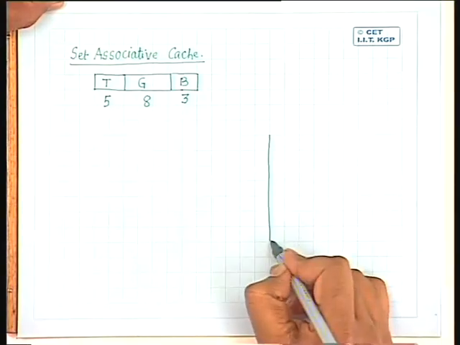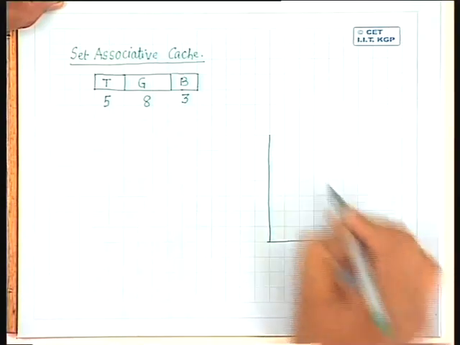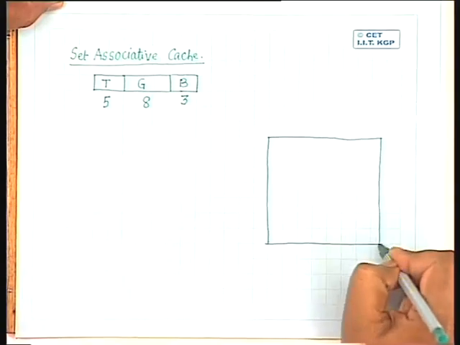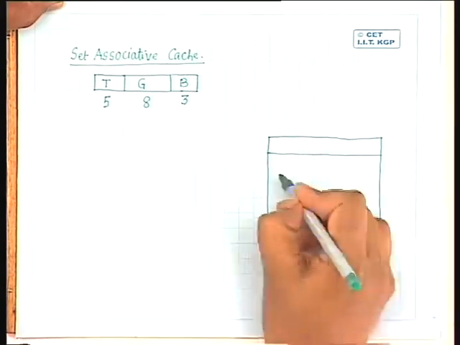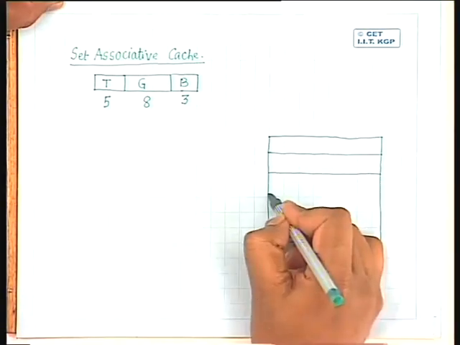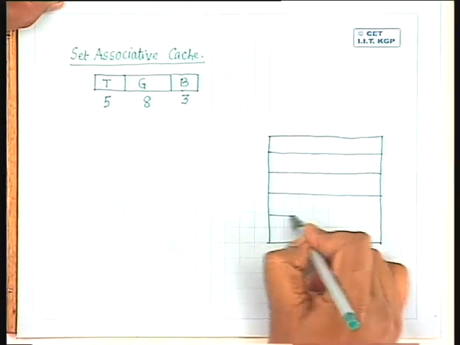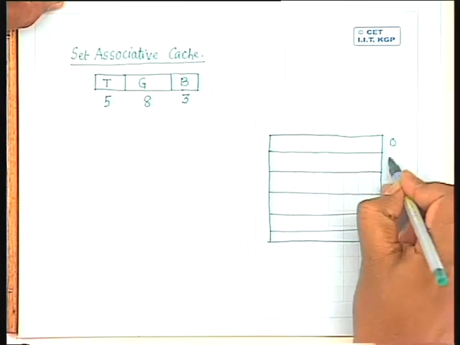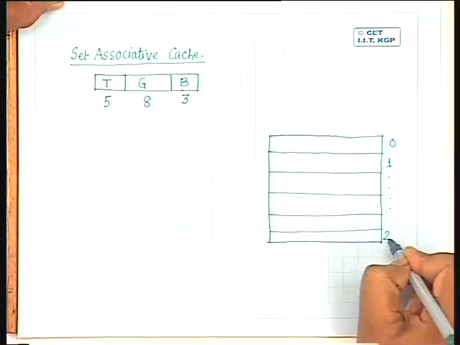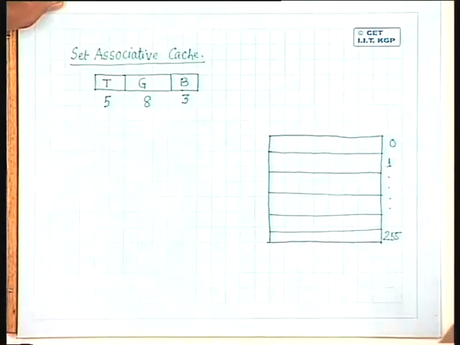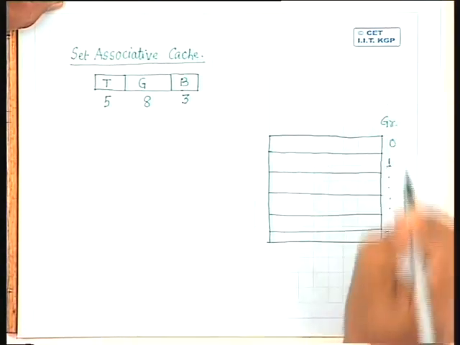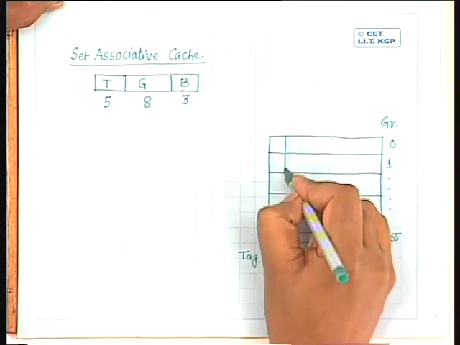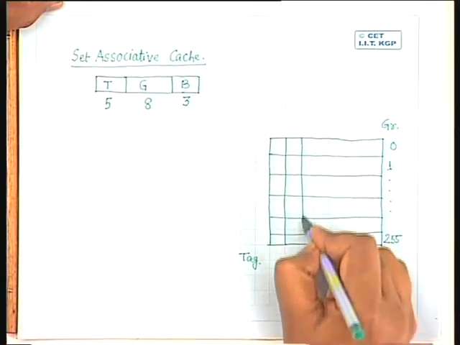Similarly, as we have done in case of direct mapped cache, we can arrange the main memory blocks in the form of a 2-dimensional array like this. I'll have a number of groups because there are 8 bits in the group identification field, so obviously I'll have 256 groups. So these are the group identification 0, 1, like this, up to 255. So total 256 groups. So this is group identification. Similarly, I'll have 32 tags numbering from 0 to 31.